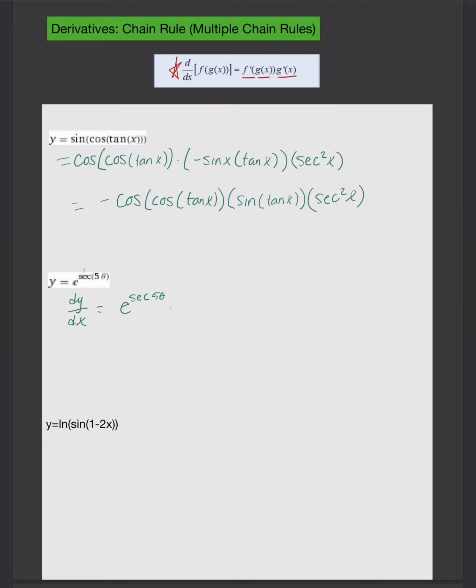So the derivative of secant of theta is secant tangent. So we'll have a secant 5 theta times tangent 5 theta. And now we have our innermost function, which is 5 theta, and we take the derivative of that, and it's 5. So if we clean this up, it'll look like 5e to the secant 5 theta times secant 5 theta tangent 5 theta.